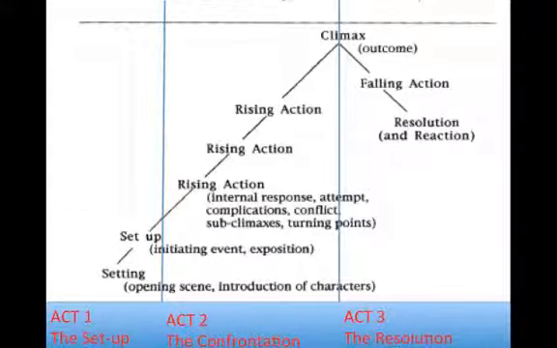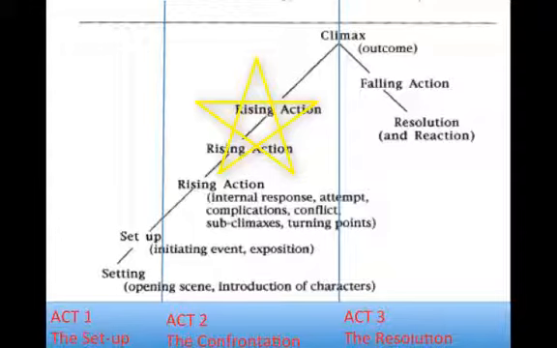You'll see that our story structure is broken down into 3 essential parts. Act 1, or the beginning, is known as the setup. Here's where you are going to introduce the setting, the characters, and create an inciting incident that propels your story into action. Act 2 is the confrontation.